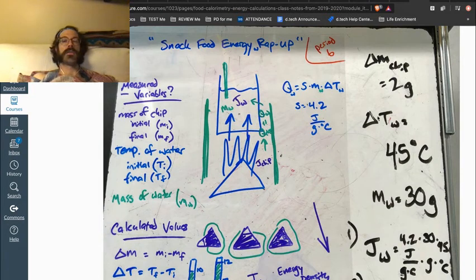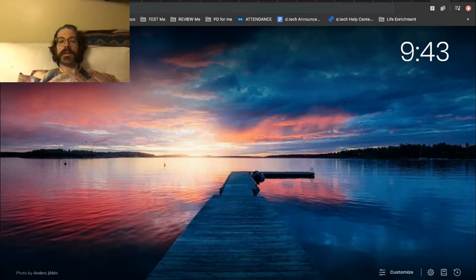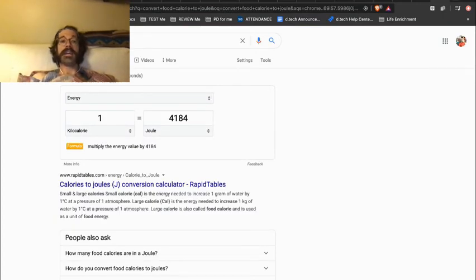Let's see, there's one more thing to do, and that is calculation between calories and joules. One thing that you might see is this idea that there are food calories and other things called small calories, or small calories and large calories. I don't know who came up with the idea that there should be 2 different types of calories, and the only difference is that one has a capital C and one has a lowercase c.